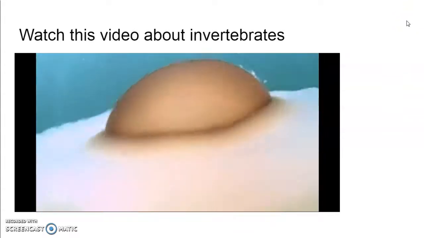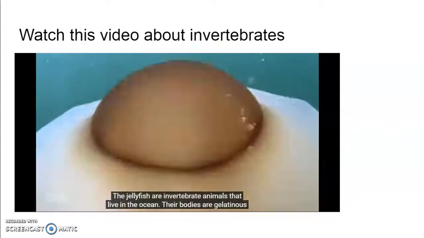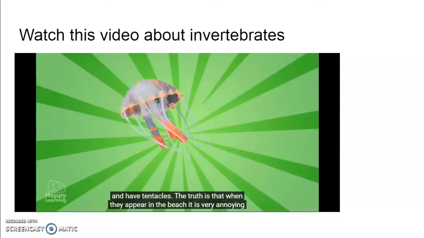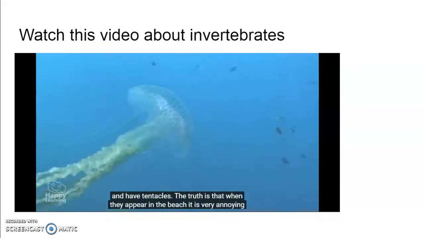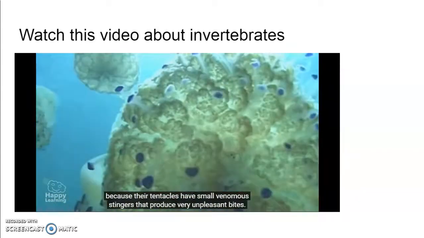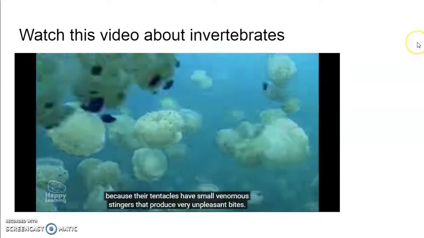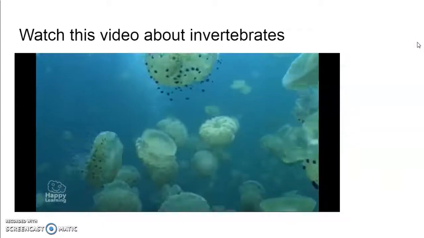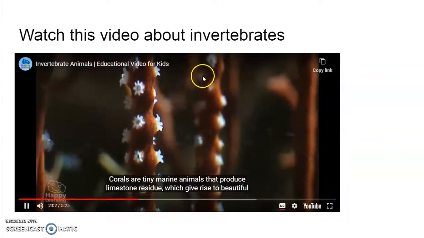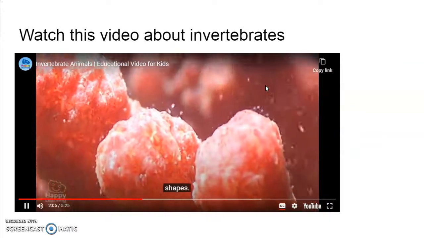Jellyfish and corals. نجم البحر The والجيليفيش. jellyfish are invertebrate animals that live in the ocean. Their bodies are gelatinous and have tentacles. The truth is that when they appear in the beach, it is very annoying because their tentacles have small venomous stingers that produce very unpleasant bites. Corals are tiny marine animals that هدول produce المرجان. limestone These are residue. also invertebrates. They Give live in rise the to oceans. beautiful shapes.